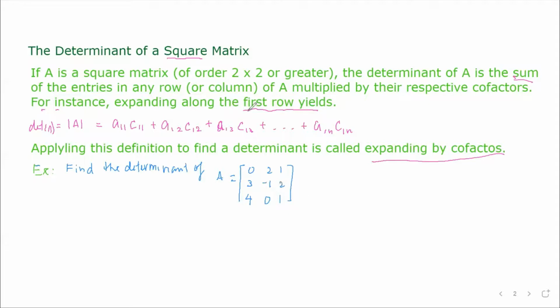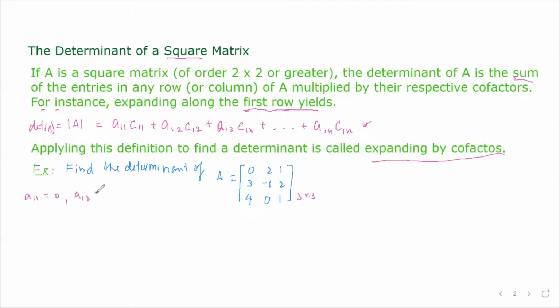According to this definition, we use the first row, right? This is a 3 by 3, the order is 3 by 3. So if you want to use the first row, according to this one, we use this first row. You can use any row, okay? But now if we work on the first row, how do we get it? A11 means first row, first column. So from here, A11 is the entry in the matrix A, first row, first column, so A11 is 0.